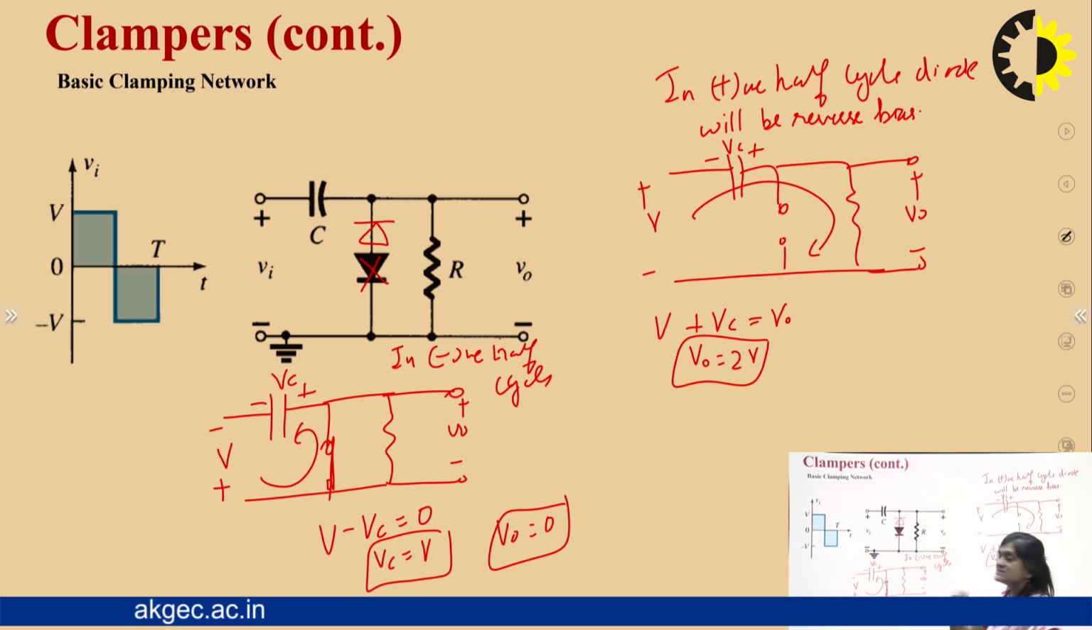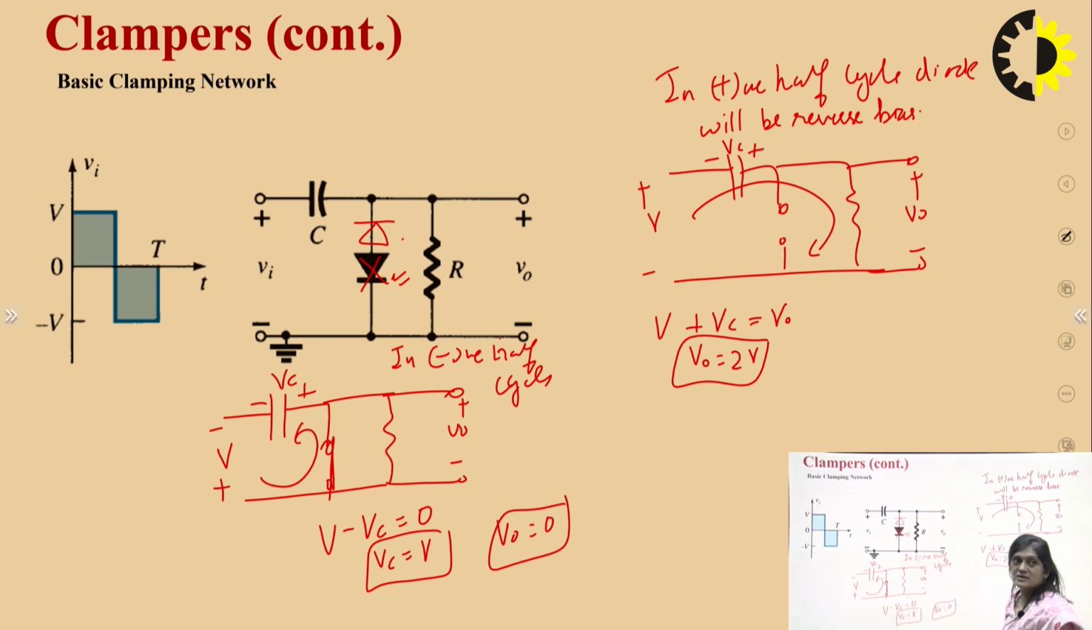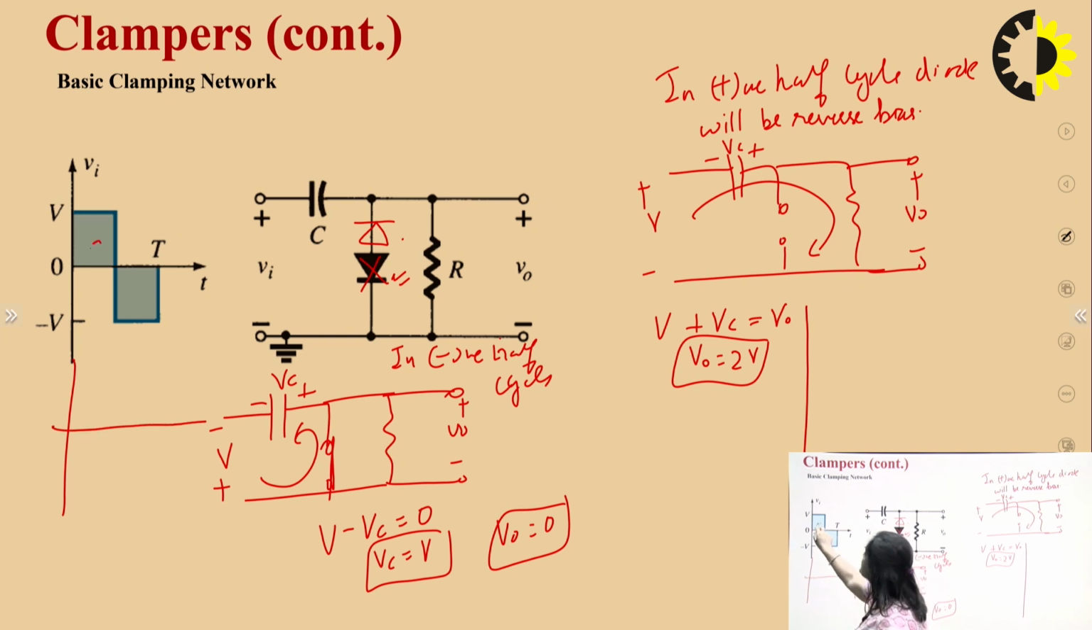In that previous case the orientation of the diode was in this way, and here we have taken the orientation of the diode in this way. So by changing the orientation we can change the output voltage with the sign. Now we can draw the waveform. We can see the input waveform is this, and we have to draw the output waveform. So this is the positive half cycle. In the positive half cycle the output is 2V.